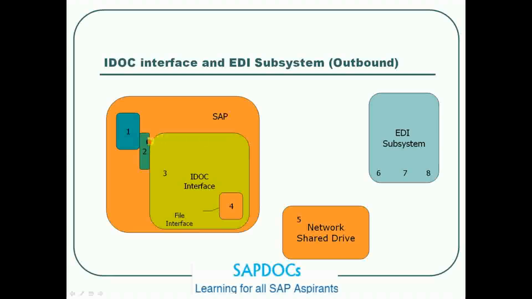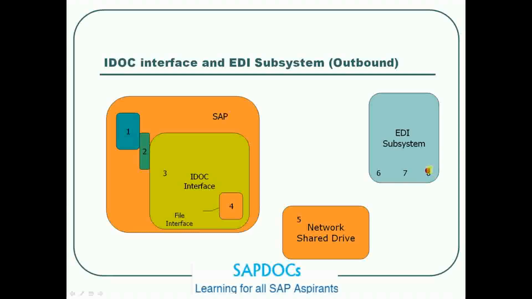So let me go through verbally real quick on what happens. When a document is supposed to be sent to a trading partner, the application creates the document, and message control analyzes the document and decides whether it's relevant to send out. The IDOC interface kicks in, creates the IDOC, and kicks off the file interface. The file goes to the shared drive. From here it goes to the subsystem for translation and delivery to the VAN.